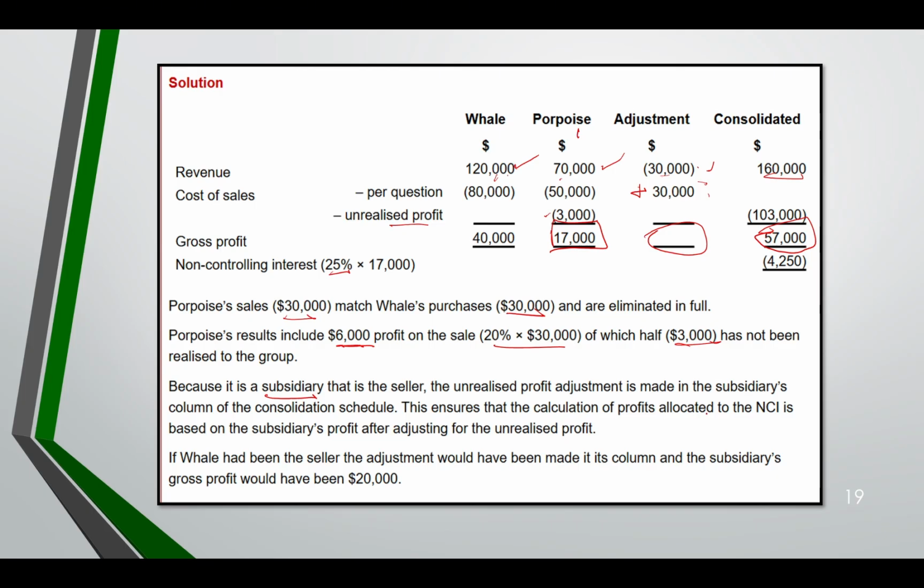So the calculation of profit allocated to NCI is based on the subsidiary's profit after you adjust for the unrealized profit. If the parent had been the seller, then that 3,000 would have been deducted from P. In that case, the subsidiary's gross profit would be 20,000, not 17.